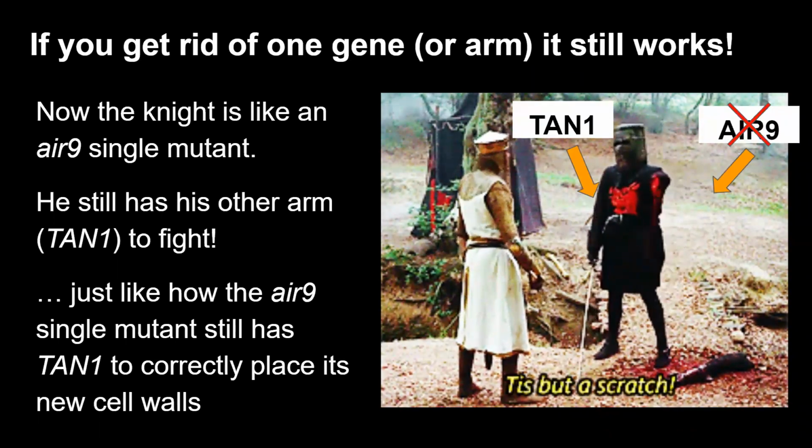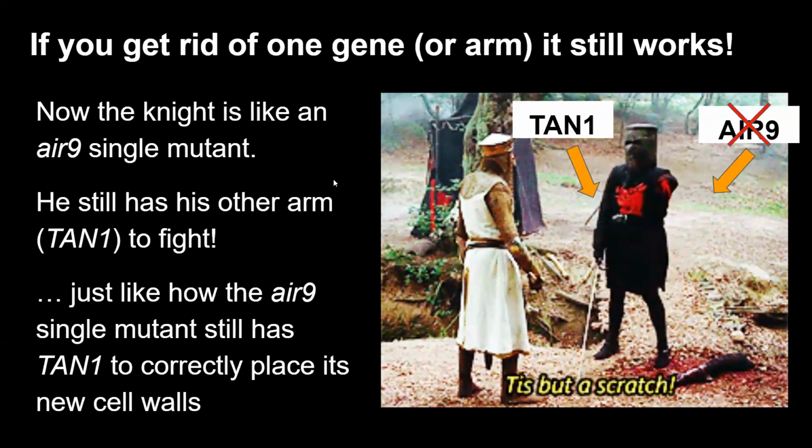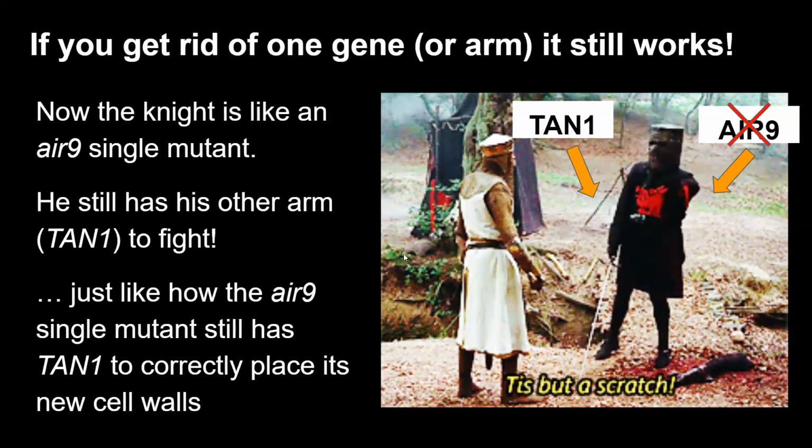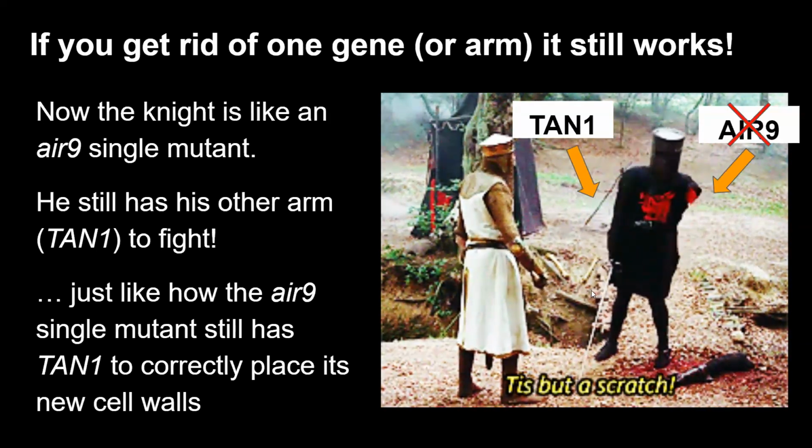Now if you get rid of one gene, or one arm, it's still fine. Now this knight is like an AR9 single mutant. You can see it's missing the AR9 pathway, but he can still hold his sword thanks to his TAN1 pathway. So this is just like how the AR9 single mutant can still correctly place its new cell walls because it still has TAN1, and this knight can still hold his sword.